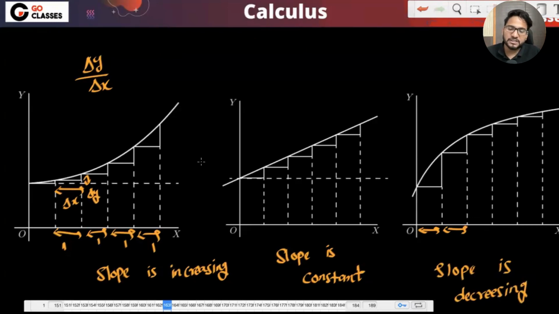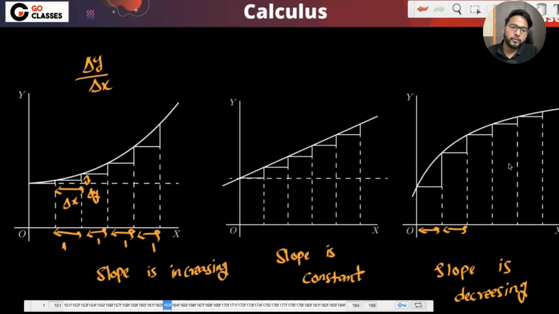Although all of these functions are increasing, in the first case the slope is also increasing, which means it is like rapid fire, a bomb blast. It will blast someday, it is increasing too much. It is increasing, that is okay, but the slope is also increasing. This is a linear function: increasing and the slope is constant, increasing at the same rate. It is also increasing, I'm not saying it is decreasing, but the slope is decreasing. So basically it might so happen that a function is increasing but the slope is decreasing.